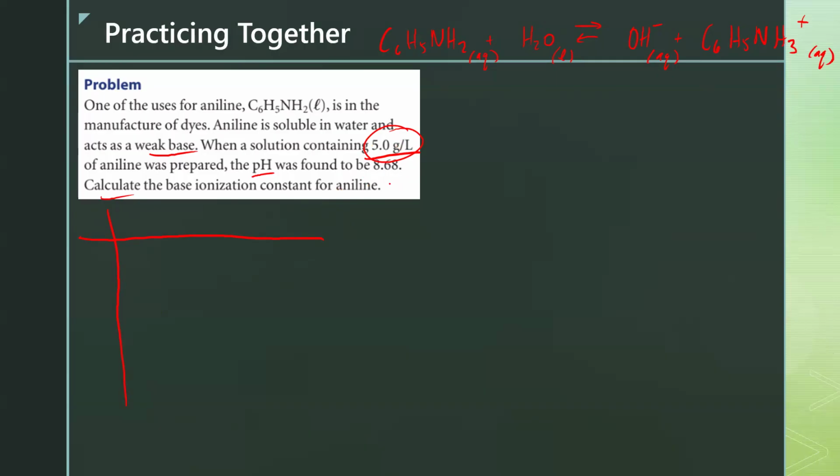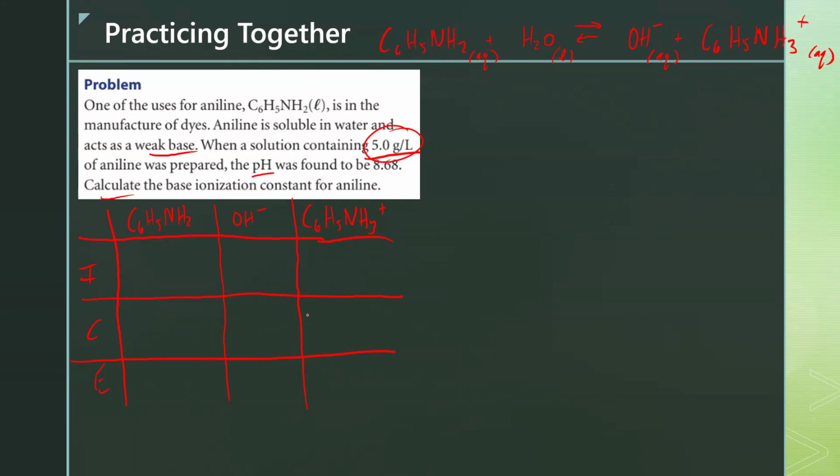We like moles per liter. We'll talk about how we'll deal with that. Anyway, ice chart. ICE. We have our aniline, that's the C6H5NH2. Then we have our OH negative. And then we also have that horrible thing, C6H5NH3 positive, whatever that is, just some form of ion of that. Doesn't really matter. There's our ice table.